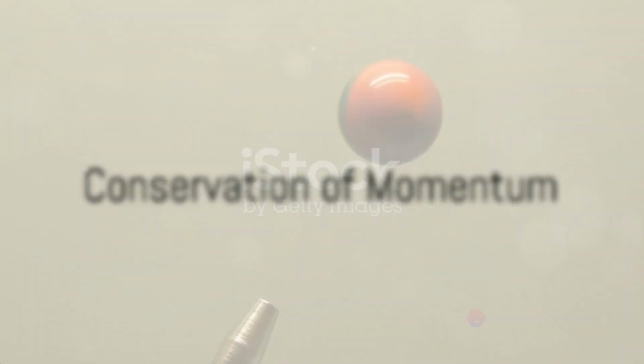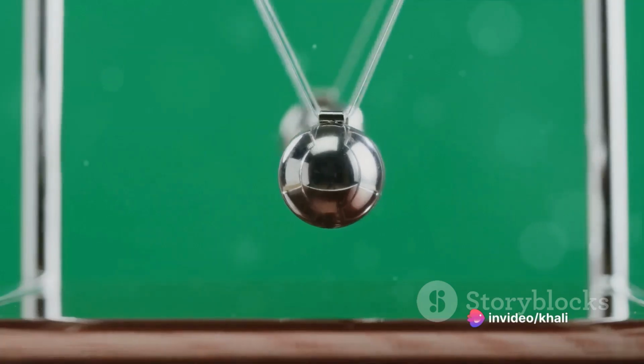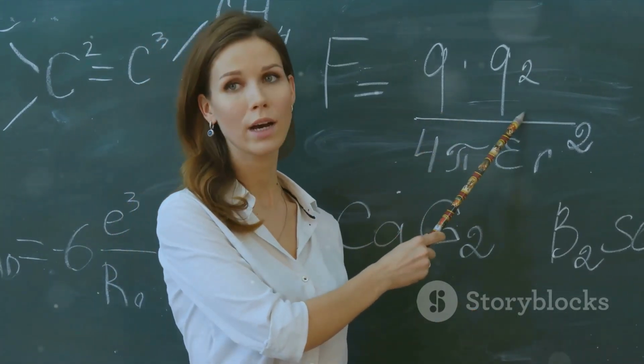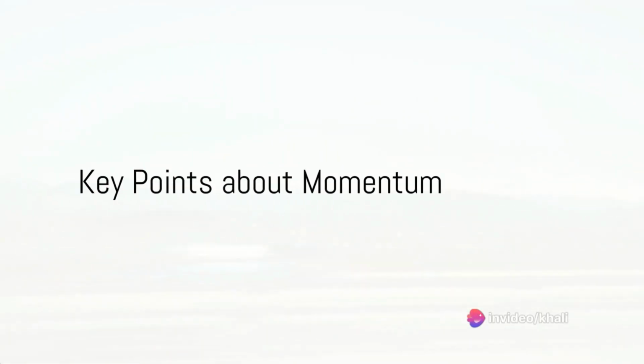Momentum is conserved, meaning the total momentum before an event must equal the total momentum after the event, provided no external forces act on it. This principle is often used in physics to solve a variety of problems, from collisions between pool balls to rocket propulsion. Let's summarize the key points about momentum.